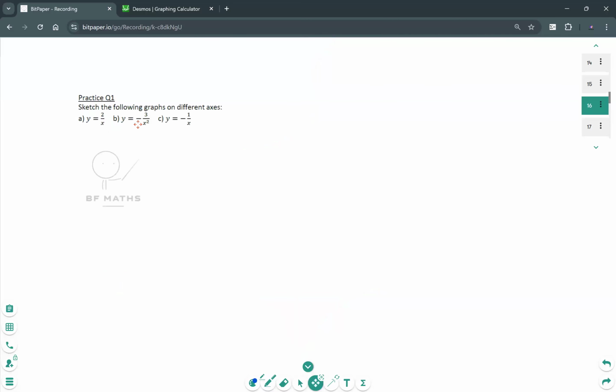So practice question 1. Okay. Sketch the following graphs on different axes. Okay. See if you can match out which one is which from the previous prototypes. Okay. Pause the video, have a go at the question. Okay. Try to draw the graphs. When you're ready for the answer, you can press play.